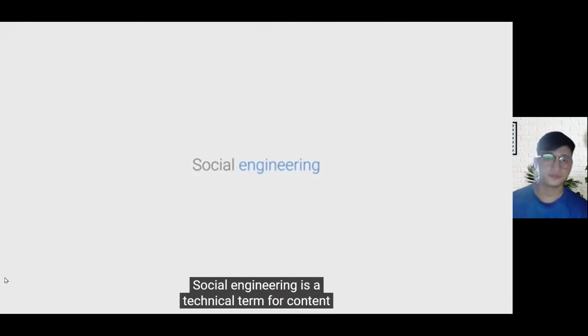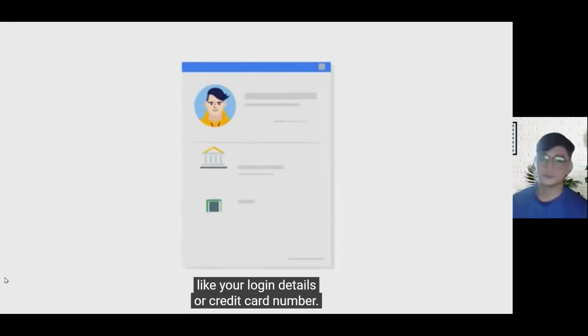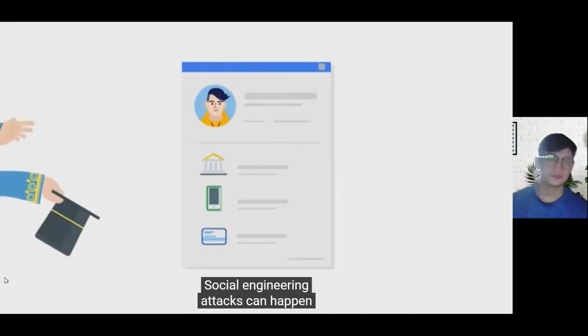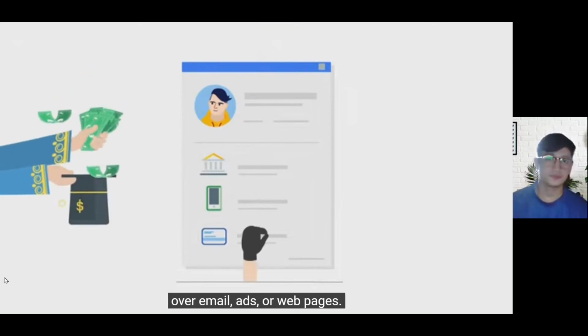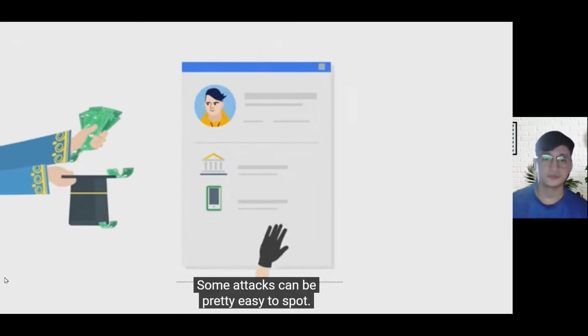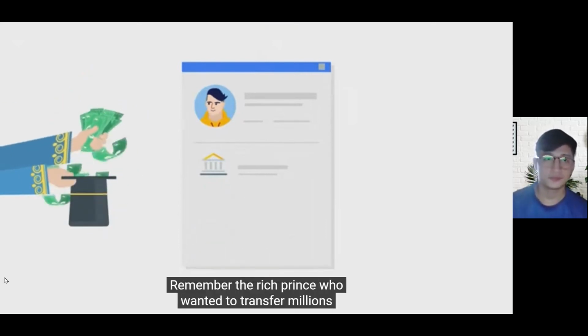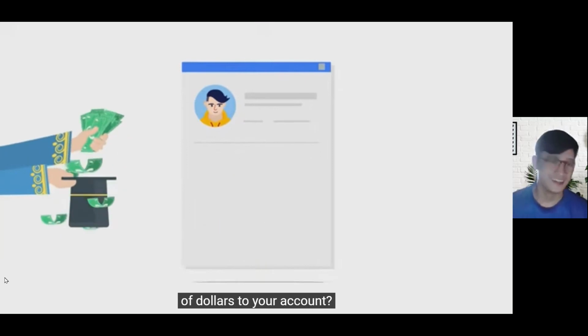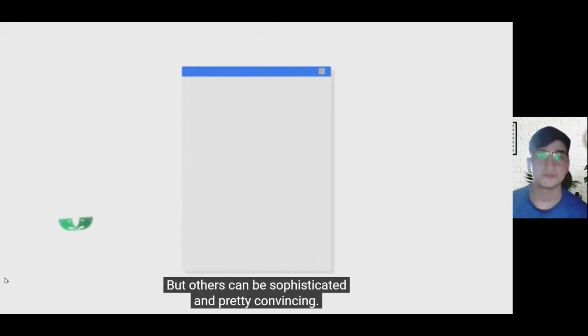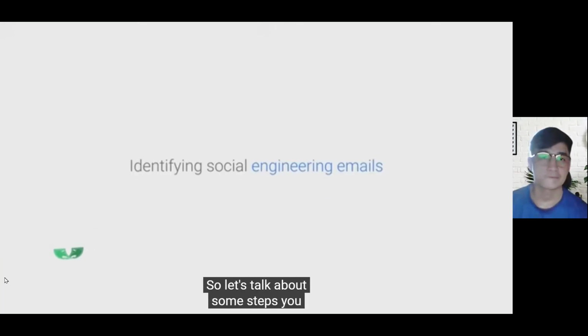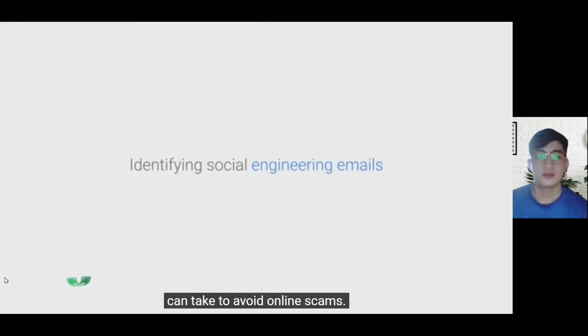Social engineering is a technical term for content that tricks you into revealing personal information, like your login details or credit card number. Social engineering attacks can happen over email, ads, or web pages. Some attacks can be pretty easy to spot. Remember the rich prince who wanted to transfer millions of dollars to your account? But others can be sophisticated and pretty convincing. So let's talk about some steps you can take to avoid online scams.